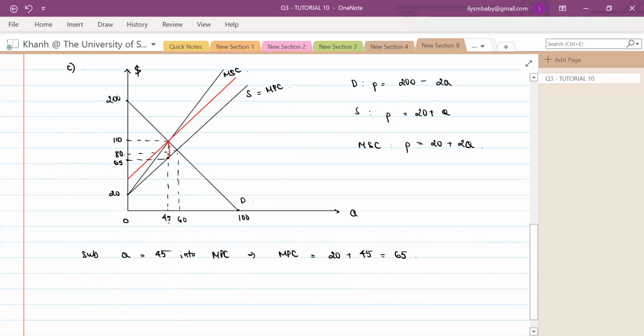So basically the idea is that at the optimal level of output 45, it costs the society 110 per unit. However, it only costs the firm 65. So now if I can impose a tax equal to the difference between these costs onto the firm, such that the firm is going to incur a cost of 110, then it's going to be producing at a quantity 45.